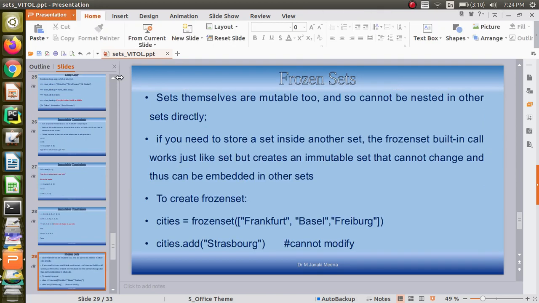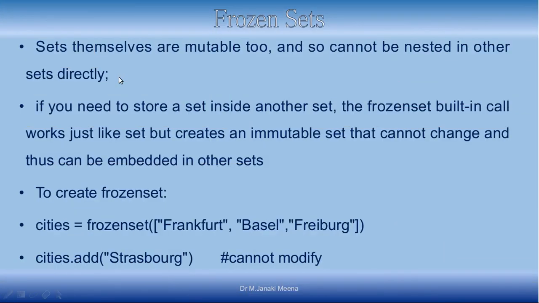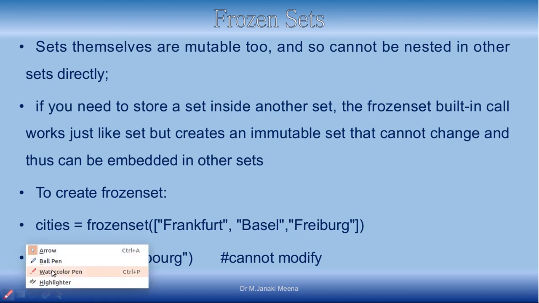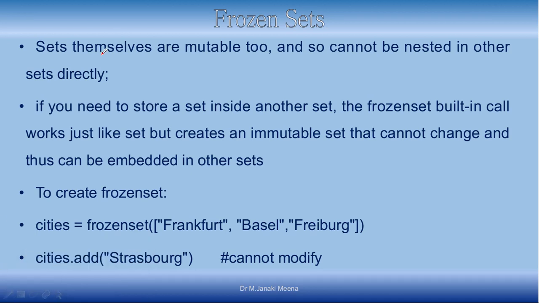Fine. And next what we are going to discuss is about frozen sets, right? So we have seen that you cannot add a mutable object into a set. So what about set? If I want to add a set into a set, whether it is possible? It is not actually possible as such, because sets are mutable. You have to understand that point. Sets by themselves are mutable, but the elements can only be immutable, right? So how can I add a set into a set?